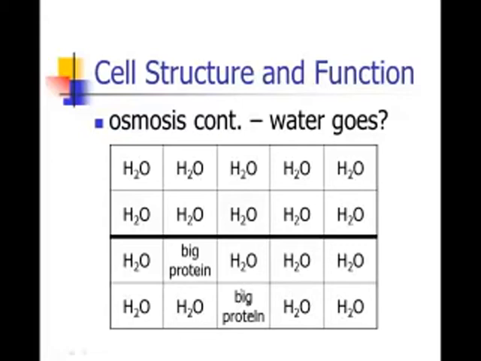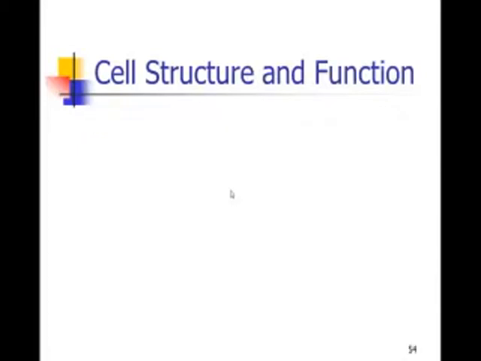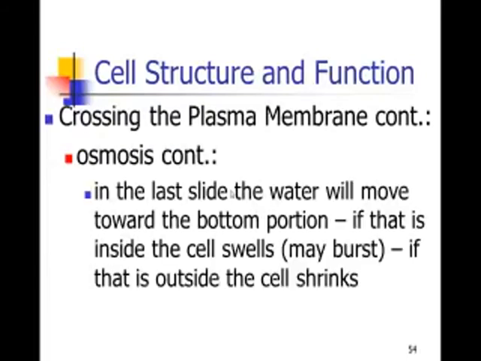By the way, it's actually going to go in both directions, but the net movement is going to go from top to bottom, because the top has the higher concentration. Very good. She's really good at this. Okay, so the water is going to move toward the bottom portion of that diagram. If the bottom portion is inside the cell, it will swell, and if it swells too much, it may actually rupture the membrane. If it's outside the cell that has less water, then the cell shrinks.